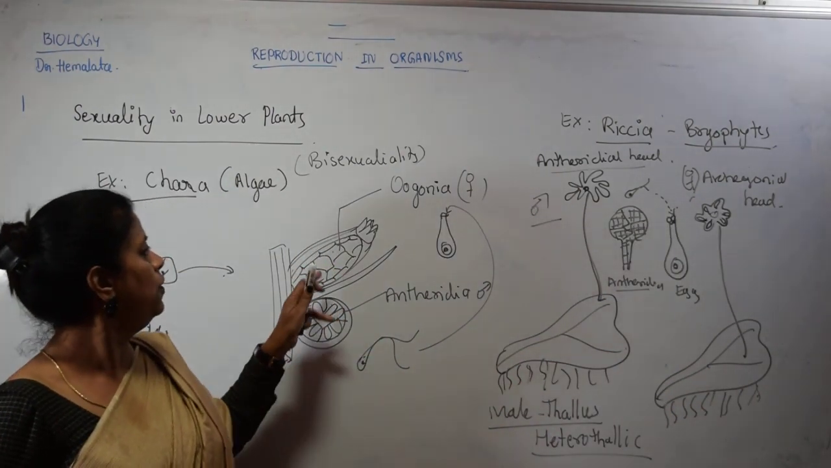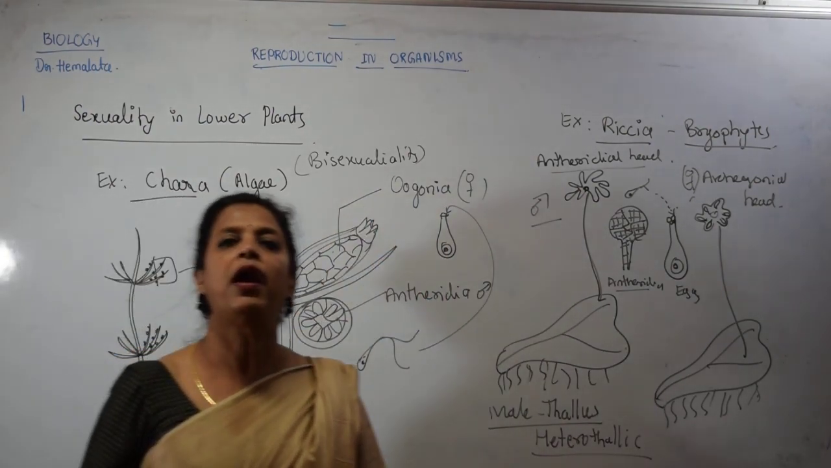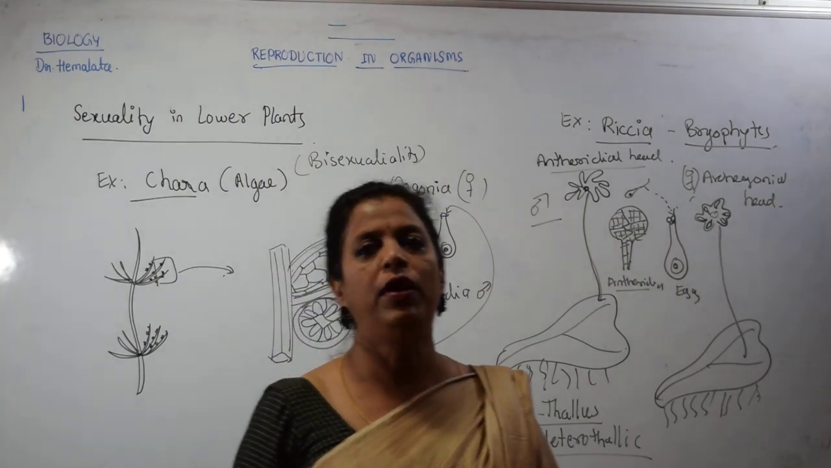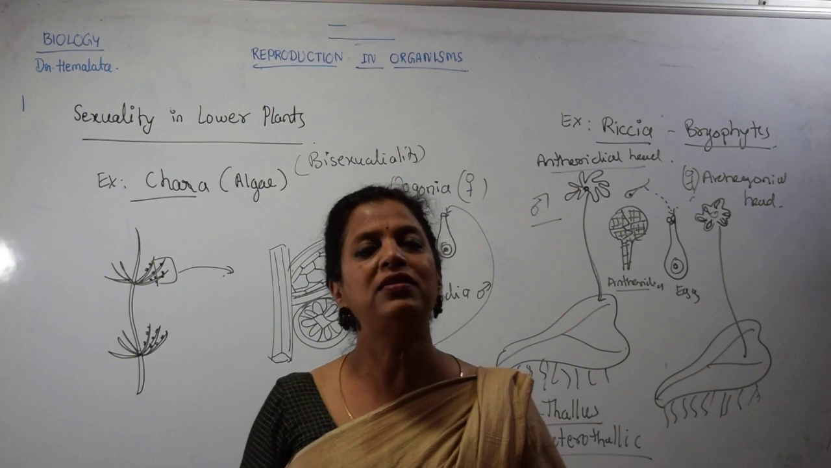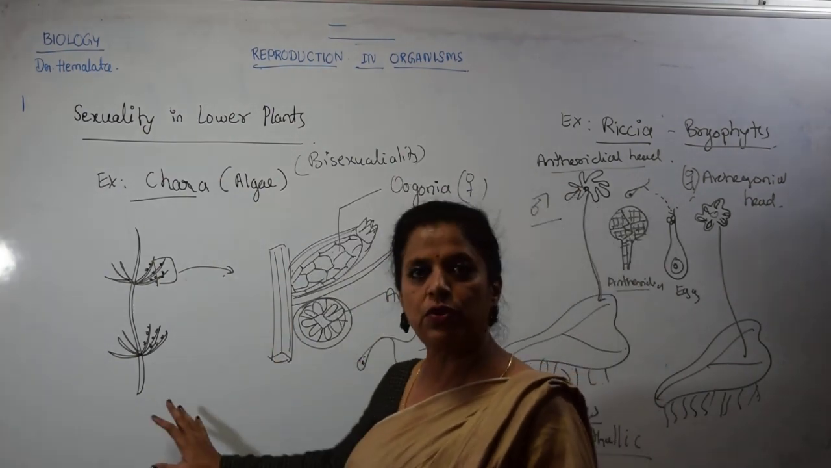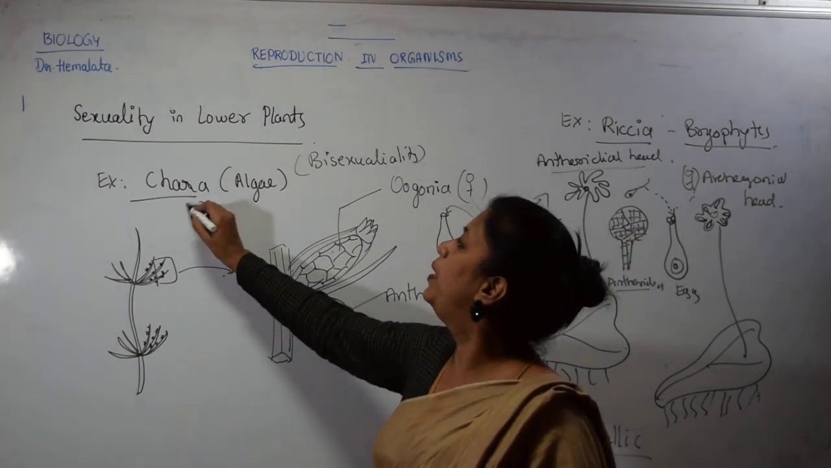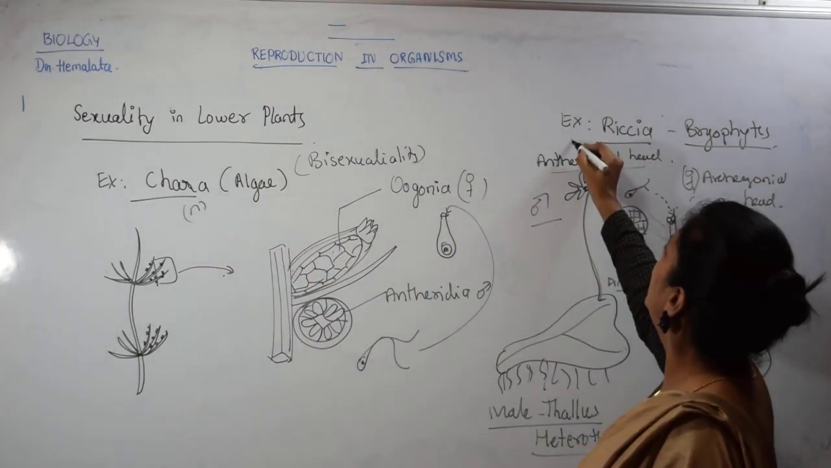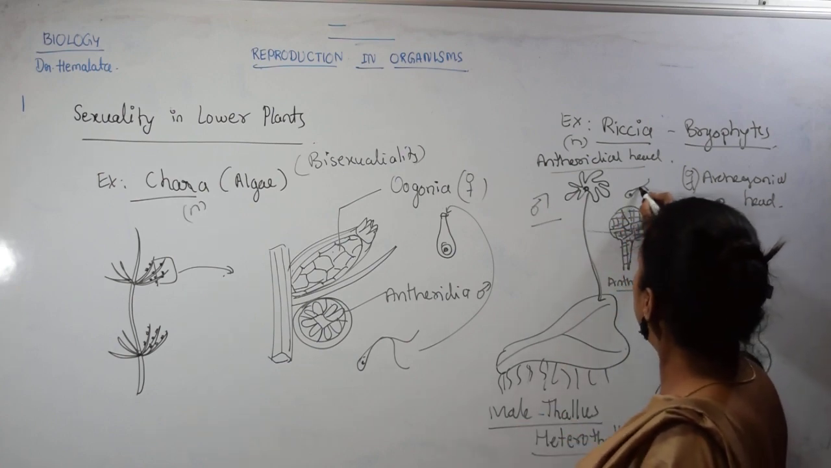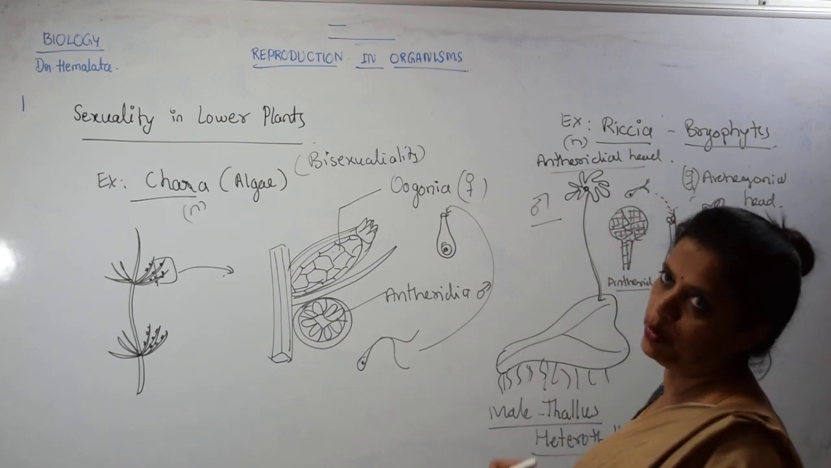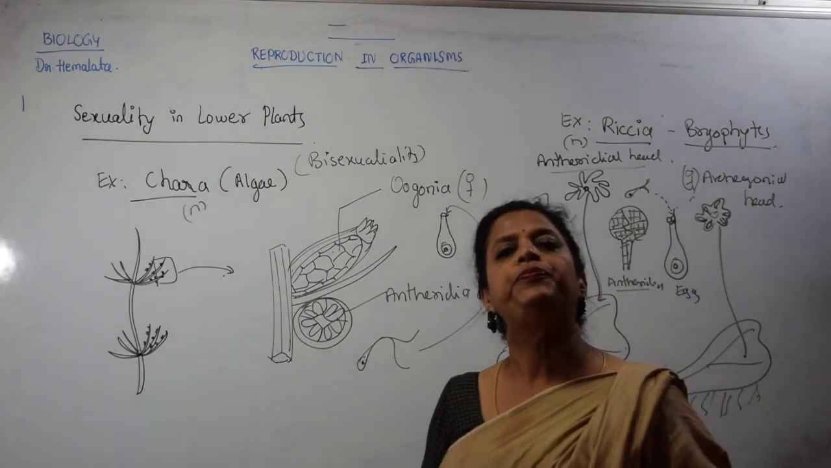Actually, you can see that all of them, both the algae and bryophytes, have the plant body or thallus haploid in nature. Therefore, we call this the gametophytic generation, which is normally haploid. These are all haploid plants. This is also Riccia. Whatever I draw, this is a haploid plant. So when they produce the gametes, they will not undergo meiosis directly. They undergo mitotic division and produce the gametes.